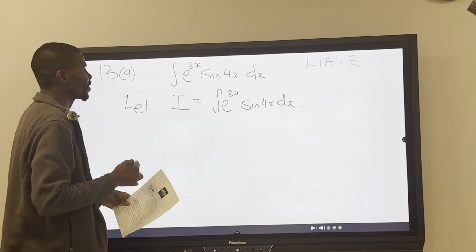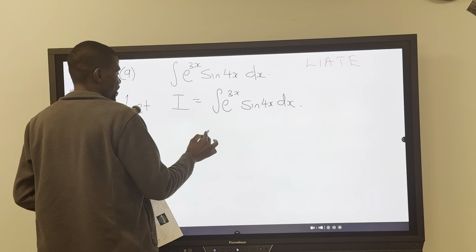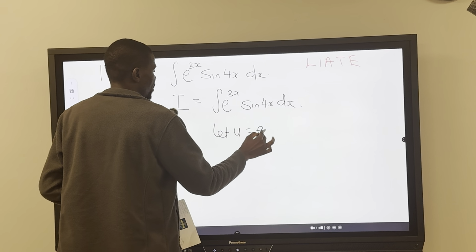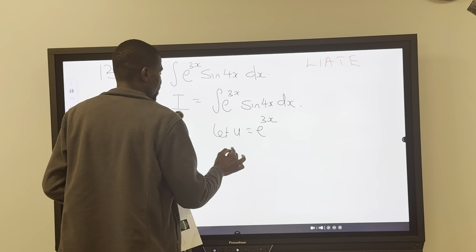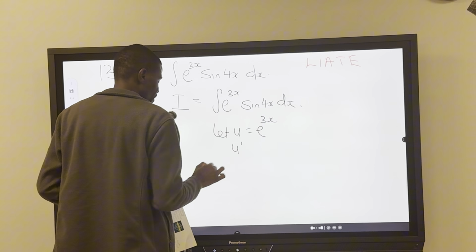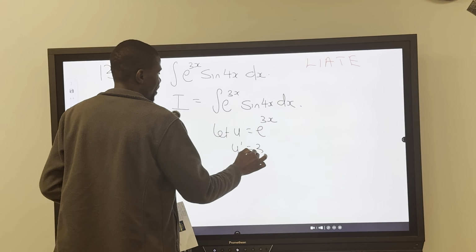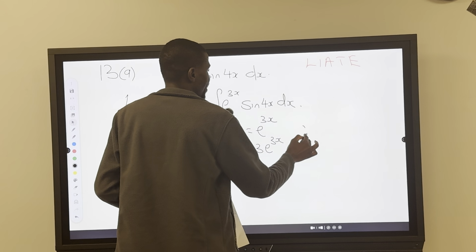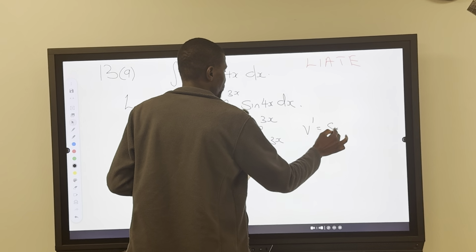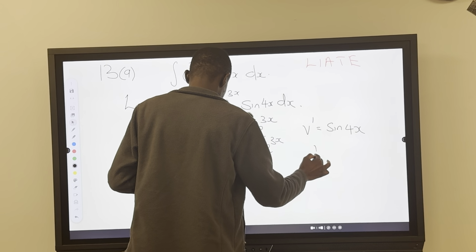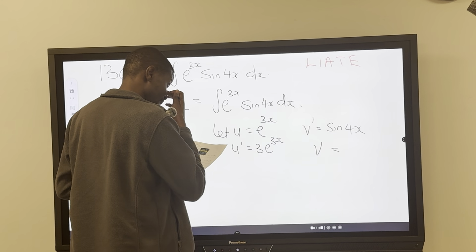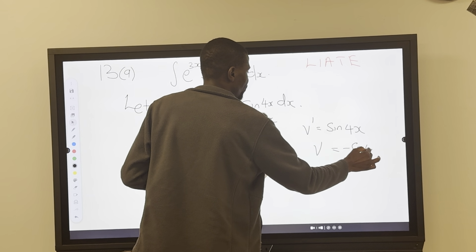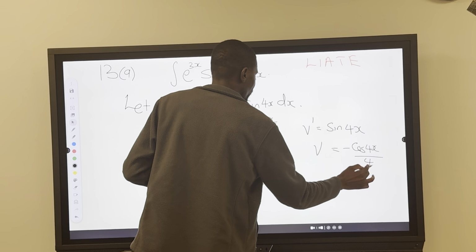So let me just say for this one, I will let u equal to e to the 3x. So if I differentiate here, I'm going to get 3 e to the 3x. Then my dv is equal to sine 4x, and when I integrate sine, I will get negative cosine of 4x divided by 4.